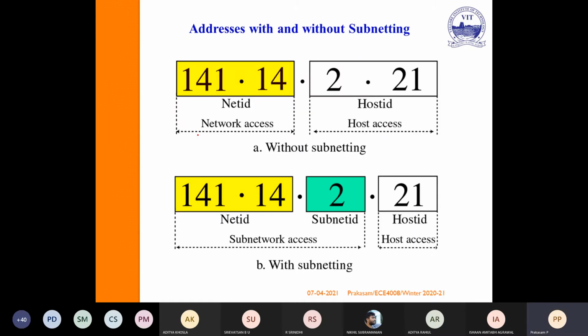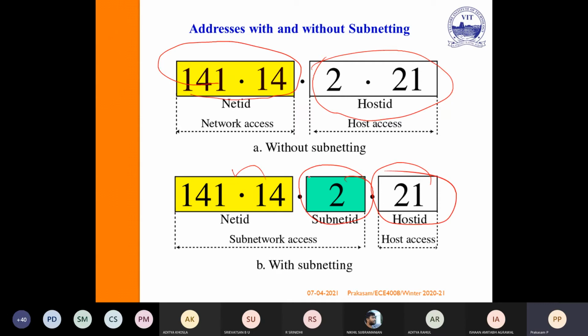So we will see addresses with and without subnetting. Without subnetting, the first two bytes are the network ID and the last two are the host ID. With subnetting, the first two are the network ID, the third is the subnet ID, and the fourth is the host ID. The combination of network ID plus subnet ID is called the subnet address.